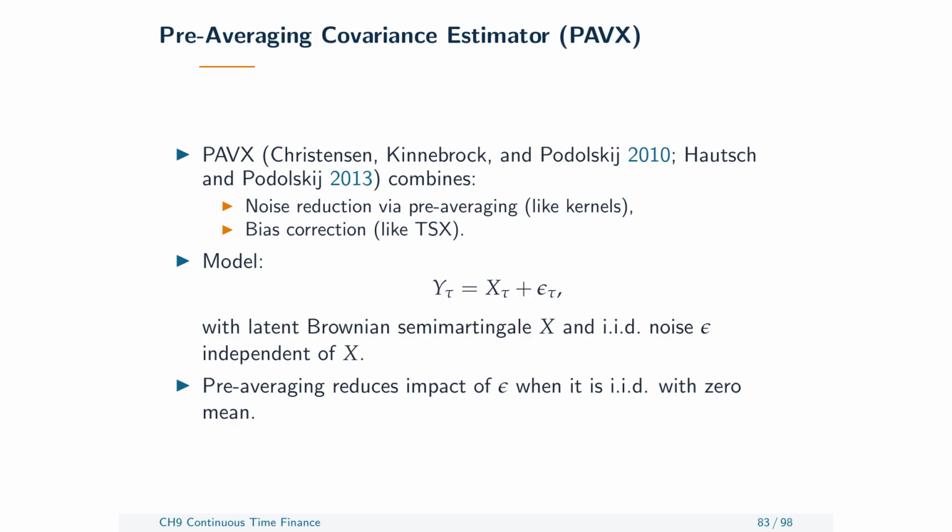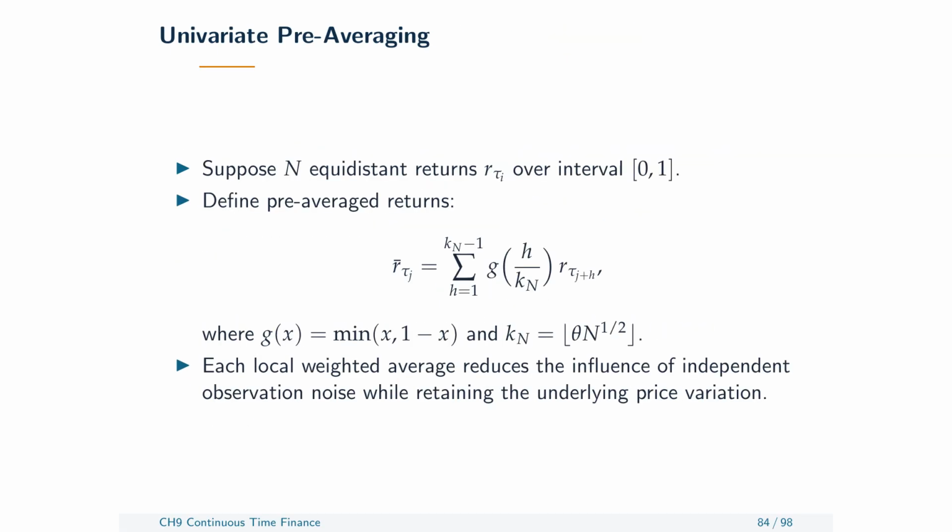In R, the high-frequency package provides functions for refresh time synchronization and for two-scale realized kernel and pre-averaging covariance estimators. A reproducible workflow first cleans individual series, aligns time zones and sessions, constructs refresh times, and records the number of retained observations. It then estimates the matrix, checks symmetry and eigenvalues, and compares sensitivity to bandwidth and noise settings.